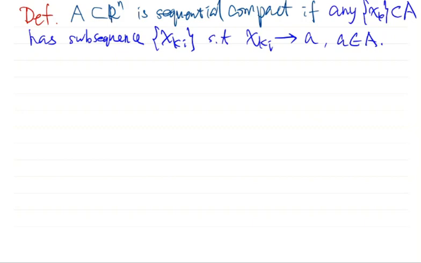So we have introduced the concept of sequential compactness. A subset A in Rn is sequentially compact if any sequence in this set capital A has a subsequence xki that converges to some point in capital A. This is the concept of sequential compactness.